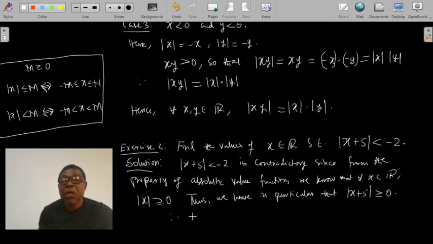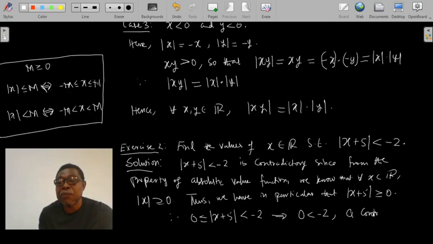Therefore, if we put 0 less or equal to absolute value of x plus 5, assuming that this is possible, I will now have that this will be less than minus 2. This inequality will imply that 0 is less than minus 2, which is a contradiction.